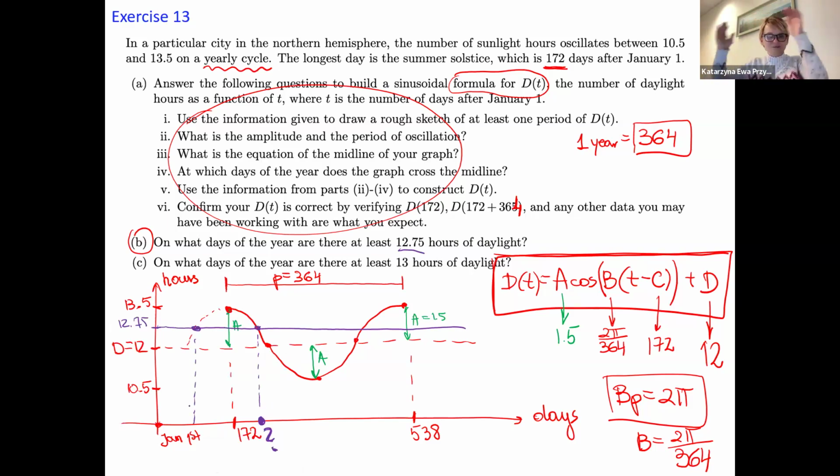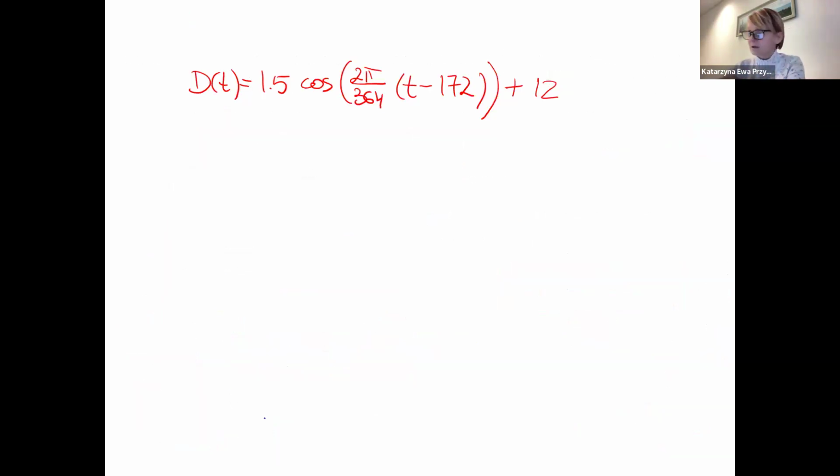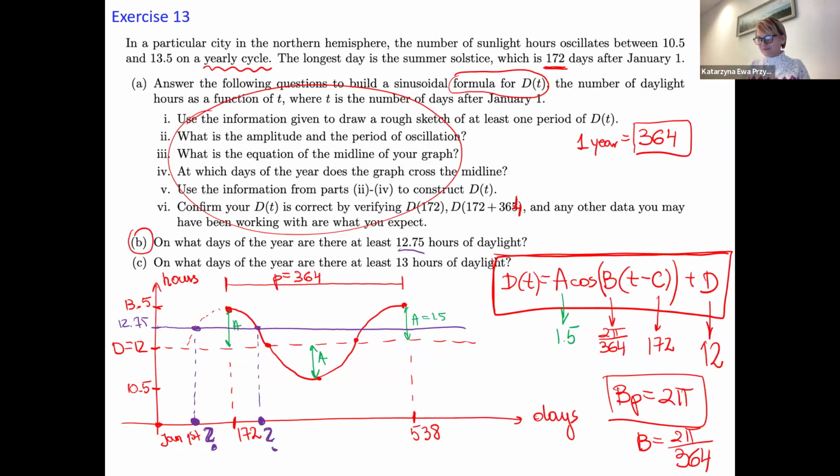Probably when we solve, we will end up having that number, but we can always add 364 and have the other values. Let's find out these question marks. How many days after January 1st does the day have 12.75 hours of sunlight, 12 and a quarter? That's what we have to do. We have to solve this equation, this has to be equal to 12.75.